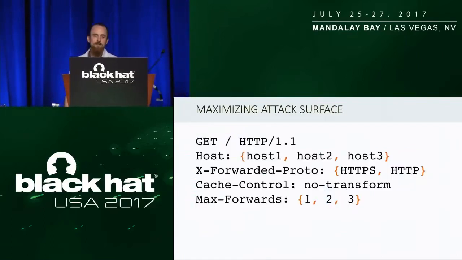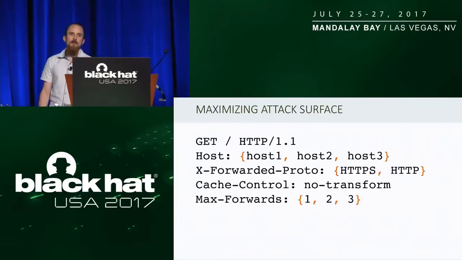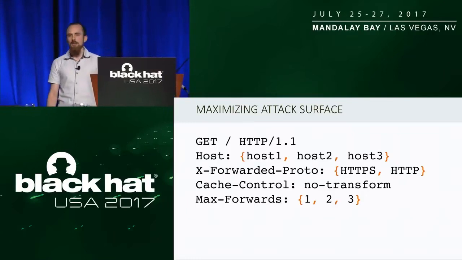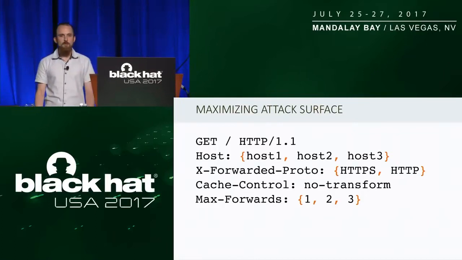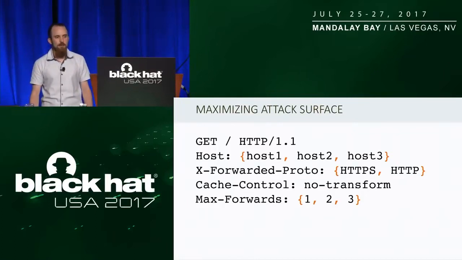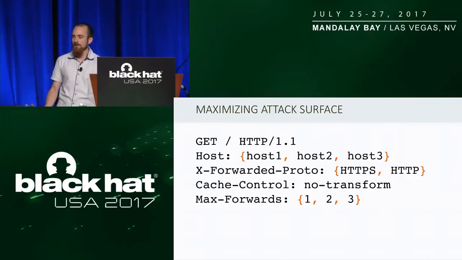Now, if you're going to send a request to 50,000 web servers, you might as well make sure that it's optimized to hit as much attack surface as possible. One way to do that is using the no-transform directive for the Cache-Control header, which instructs systems like reverse proxies not to rewrite the request in any way before passing it along, because that might break the payload that you're sending.